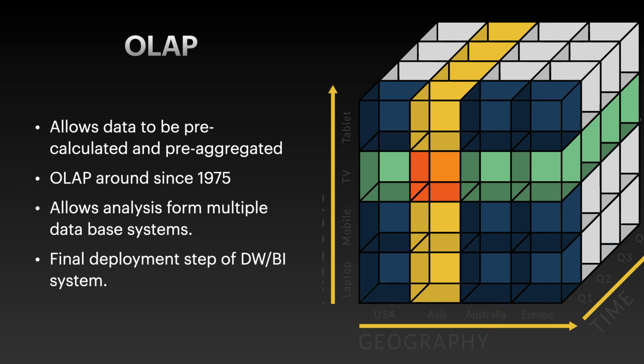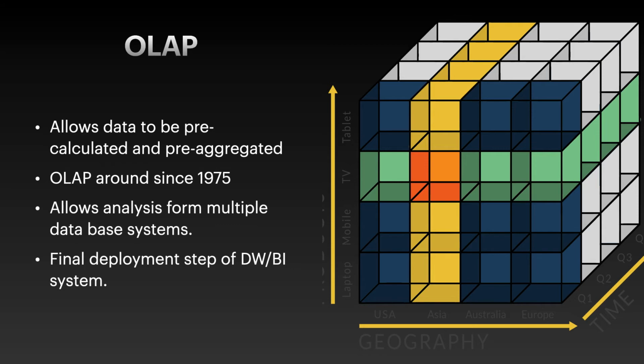OLAP is a category of software that is used to analyze information from multiple data systems at the same time. OLAP has been around since 1975 and is considered to be the industry standard in business intelligence.